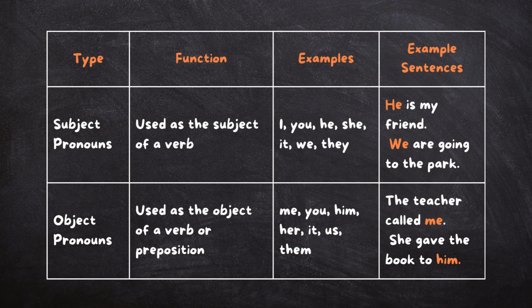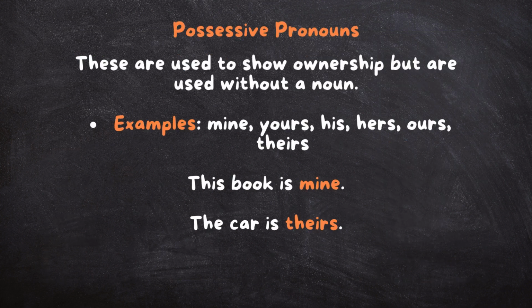It is what? Me. In the second sentence, who is she giving the book to? Who is at the end or receiving the action of she giving the book? It is what? Him. And we know me and him are examples of pronouns. So since they are functioning as objects in the sentence, they are what? Object pronouns.